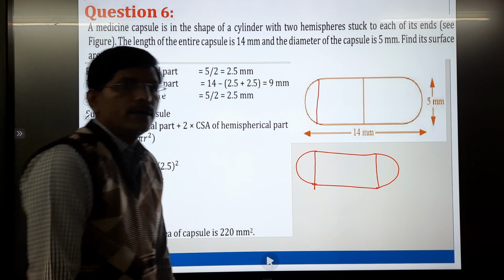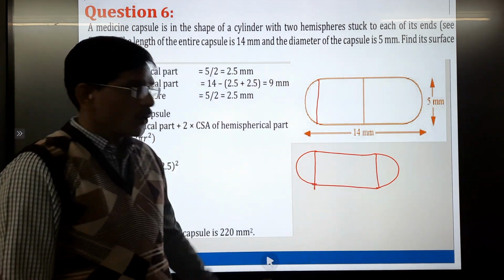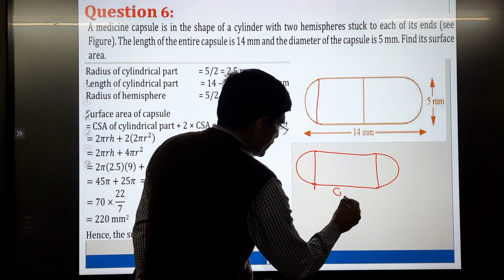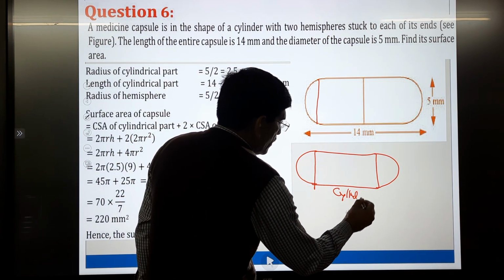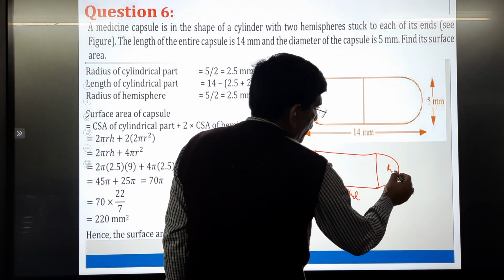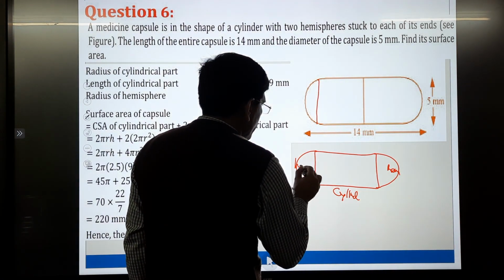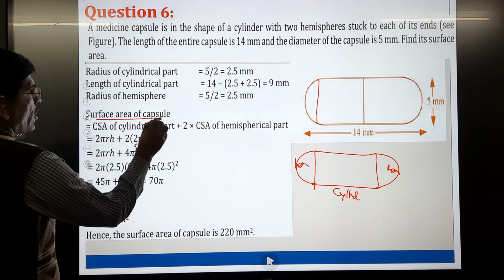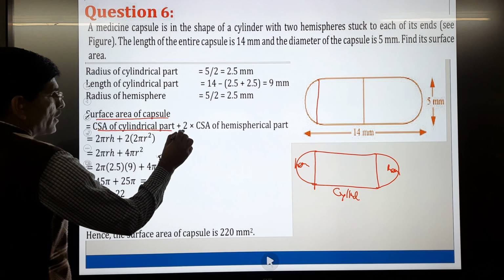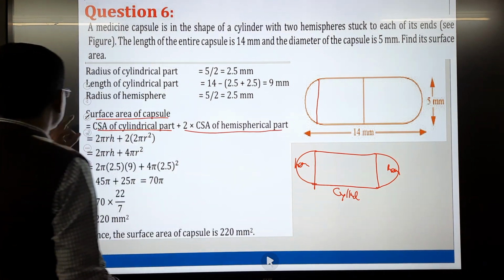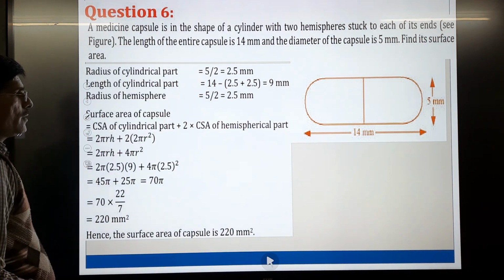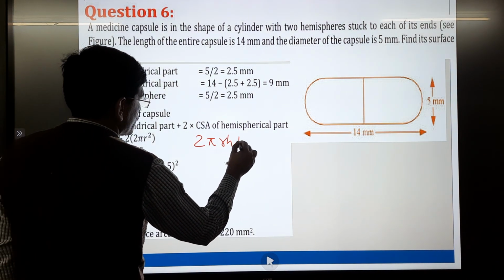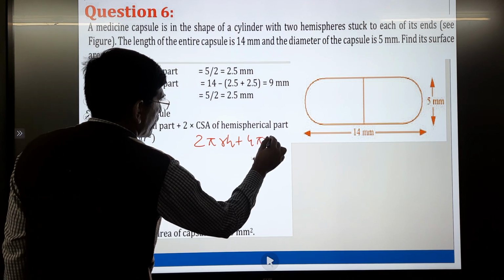So two hemispheres are there with one cylinder. Here it is a cylinder. Here it is a hemisphere. Again here a hemisphere. So the curved surface area of the capsule is cylinder plus twice hemisphere. So 2 pi r h plus 4 pi r square.